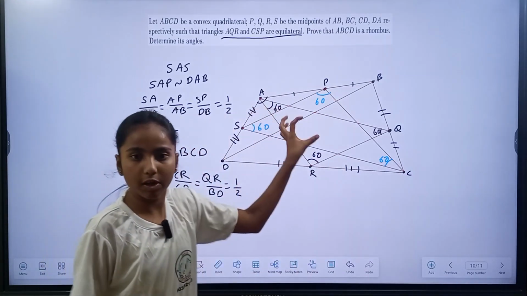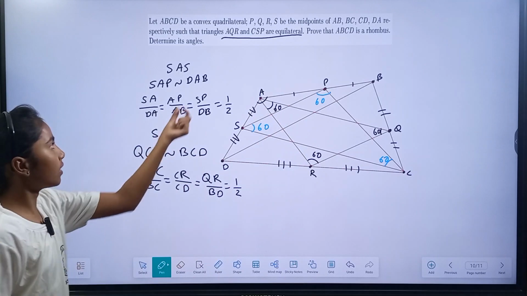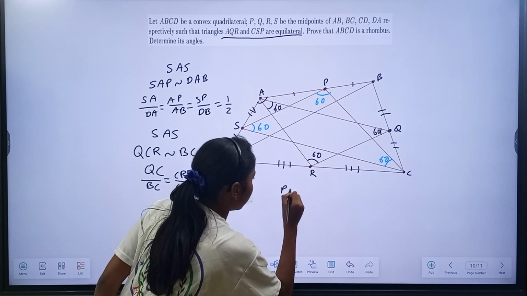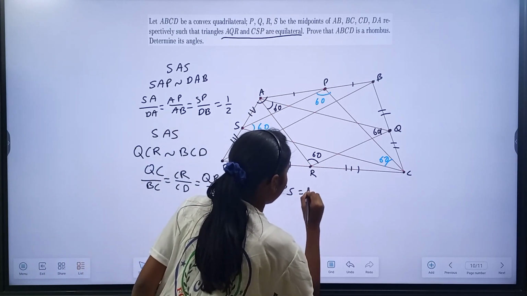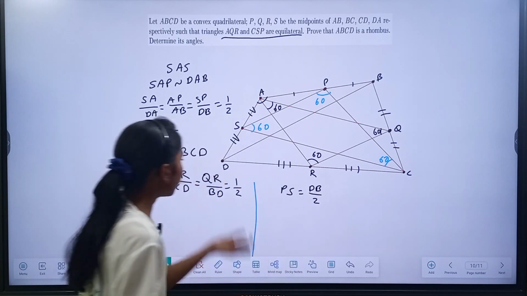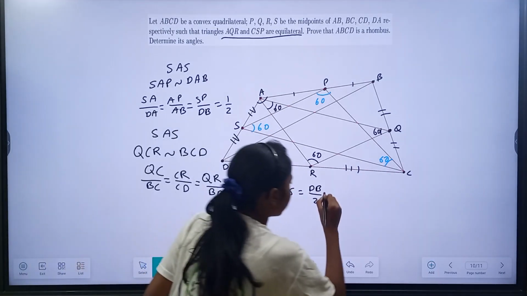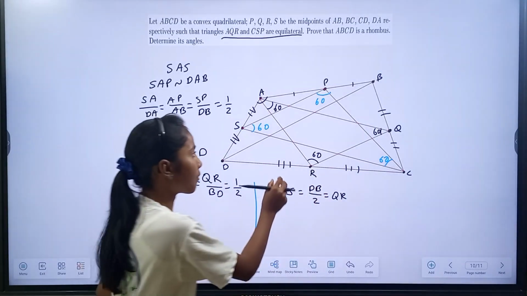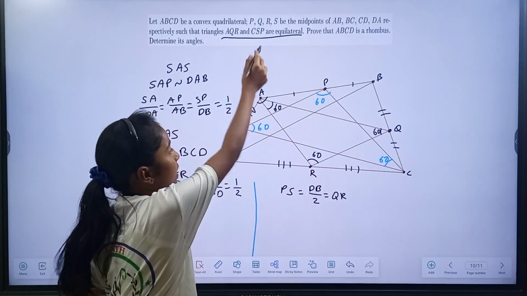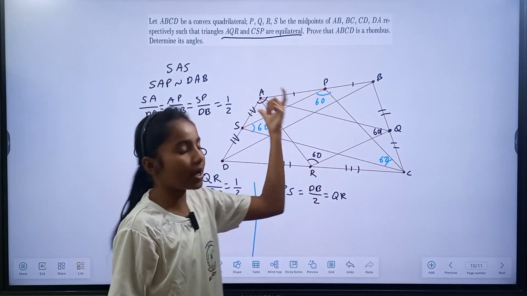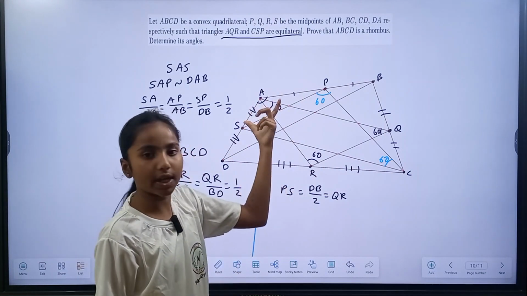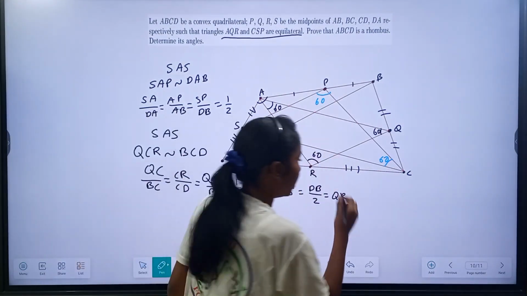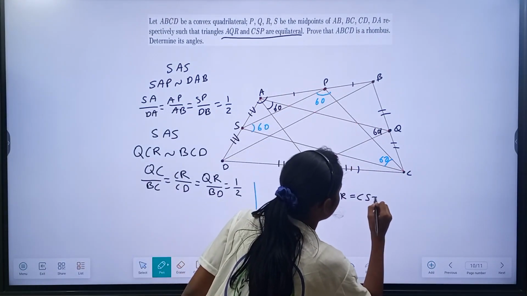Now we have labeled all the angles. Here we have PS equal to DB divided by 2. And we also have QR equal to DB divided by 2. And we have equilateral triangles having these sides. We have PS as one of the sides of the equilateral triangle CSP. So we can write that this is also equal to CS equal to PC.